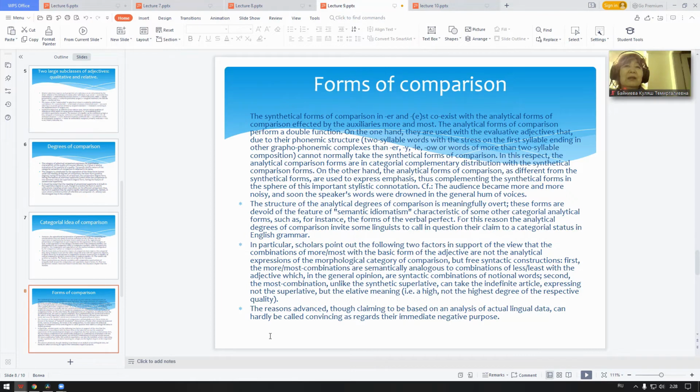constructions. First, the more, most combinations are semantically analogous to combinations of less, least with the adjective, which in the general opinion are syntactic combinations of notional words. Second, the most combinations, like the synthetic superlative, can take the indefinite article expressing not the superlative but the relative meaning: it has a high, not the highest, degree of the respective quality. The reasons advanced, though claiming to be based on analysis of actual lingual data, can hardly be called convincing as regards their immediate negative purpose.